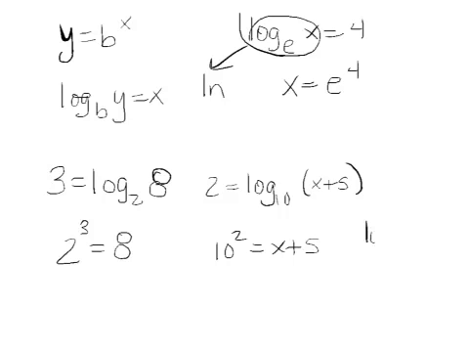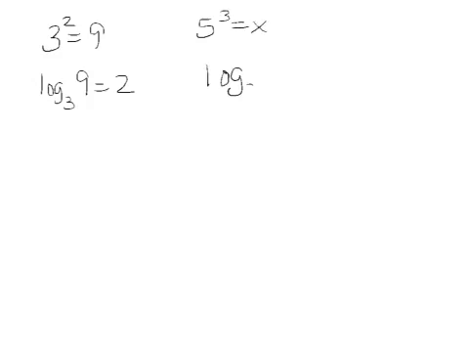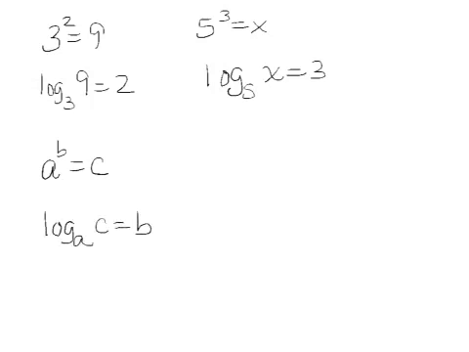Or you could say log base b of b to the third is equal to 3, so b to the third is equal to b to the third. And you can change from exponential to logarithmic. So, for example, 3 squared we know is 9, or log base 3 of 9 is equal to 2. 5 to the third is equal to x, or log base 5 of x is equal to 3. a to the b is equal to c, so log base a of c is equal to b.